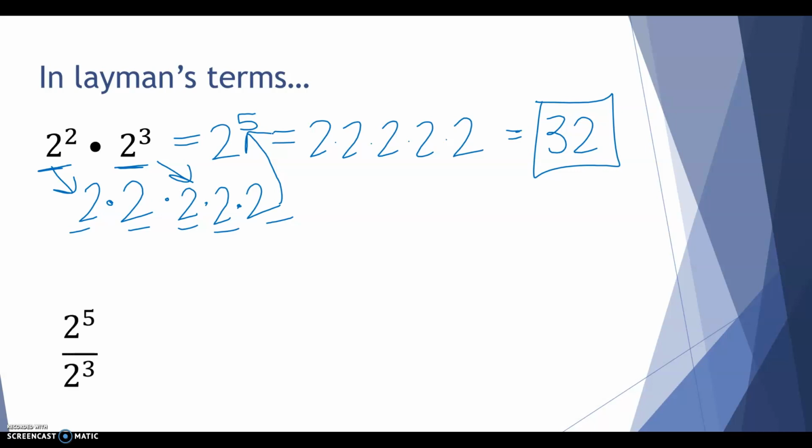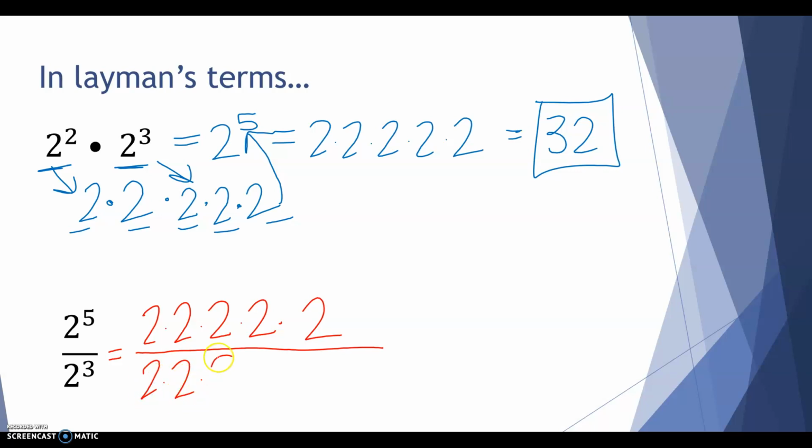So if you look at the next one, again, layman's terms. Technically you should be subtracting, right? But let's pretend we don't know that. So let's look at this. If you have 2 to the 5th power on the top, that means you have five 2s. There are my five 2s. Now on the bottom, you have 2 cubed.